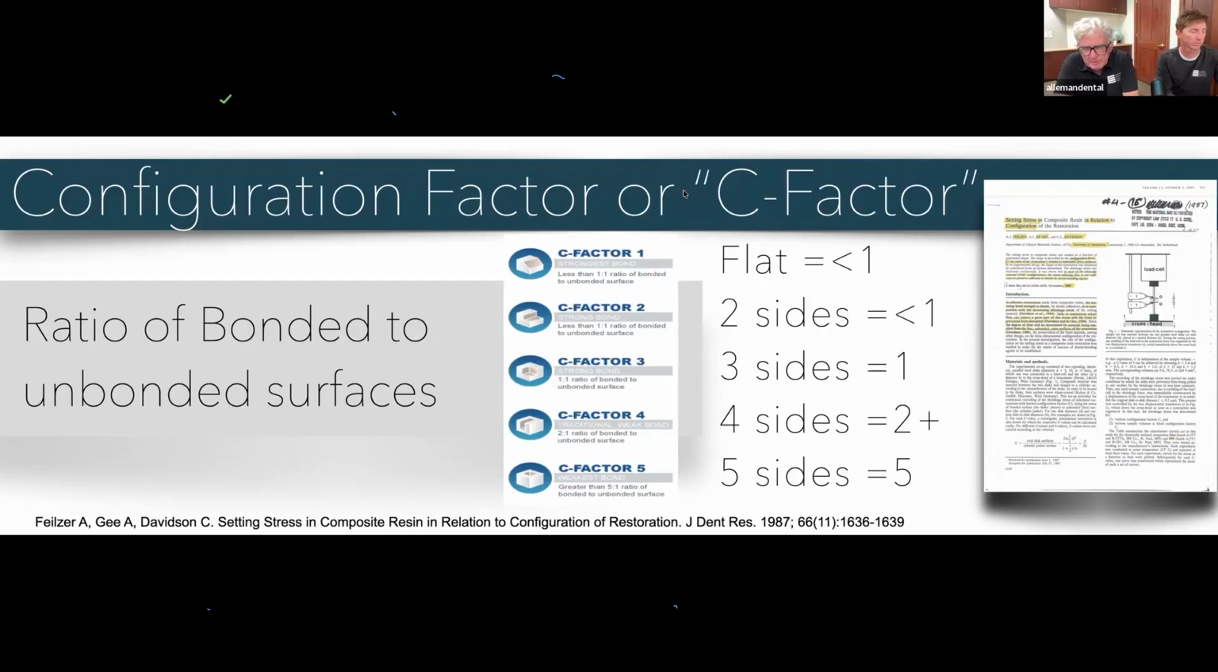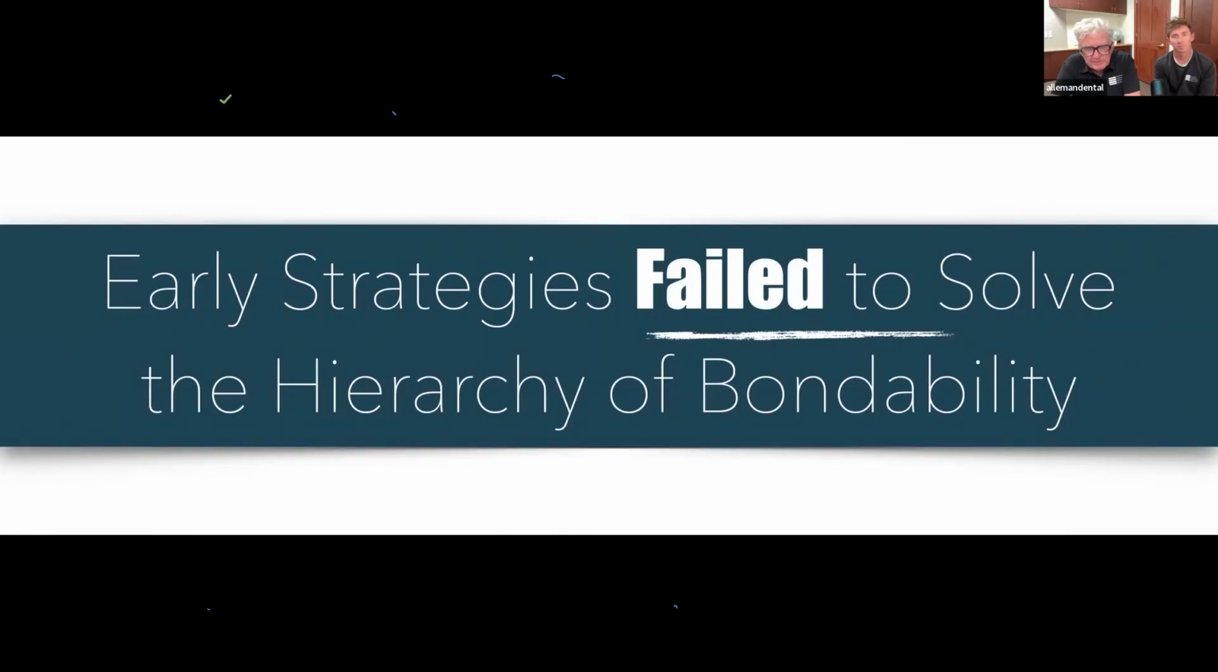So this paper is the classic paper on C factor, but again, it's done with chemical cure materials, so it needs to be understood that light cure materials actually exacerbate the stress that comes in this ratio of bonded to unbonded surfaces. The ratio of bonded to unbonded surfaces means that you have less flow if you have a C factor of 5 versus a C factor of 1, because the direction is going to be moving towards the bulk of composite. So these early strategies, they failed to solve the hierarchy of bondability problem.